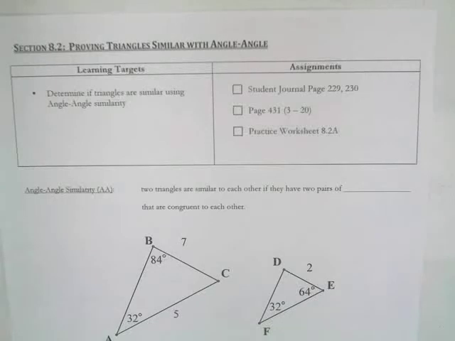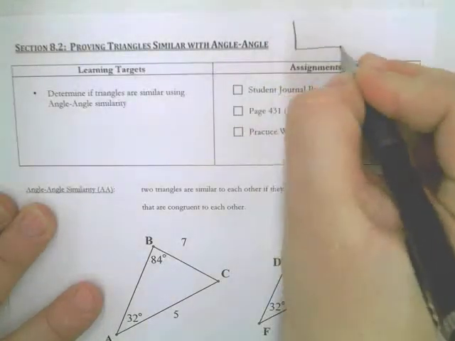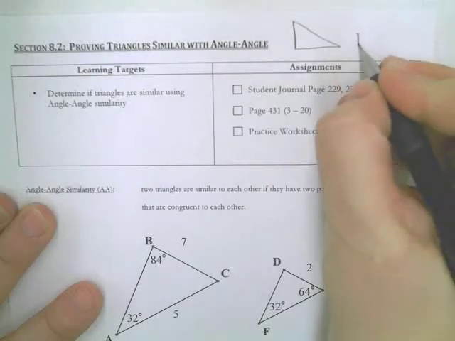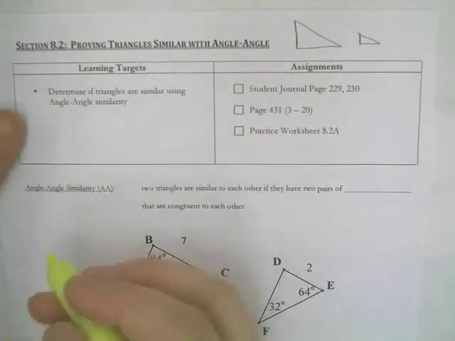Today is proving triangles similar when you have just two angles, so we can use angle, angle. Remember, similar means they're the same shape, but different sizes. Okay? And in the last lesson, we learned that you had to have three sets of equal angles and three sets of proportional sides so that things would be similar. But now we're learning today that you only have to have two sets of angles.